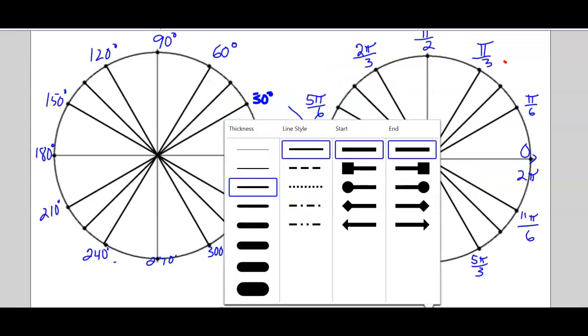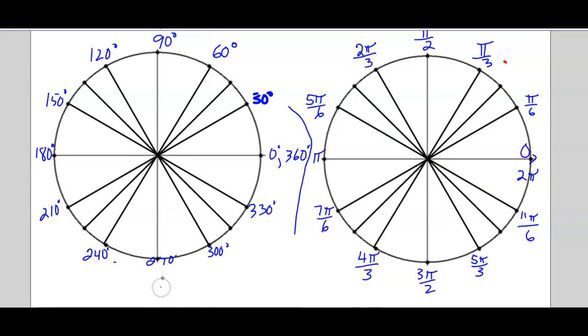Do this in red. So this is 45 degrees, 90, 135 degrees, 180, 225, 270, 315, back to 0. Okay, pi over 4, pi over 2, 3 pi over 4, pi, 5 pi over 4, 3 pi over 2, 7 pi over 4.